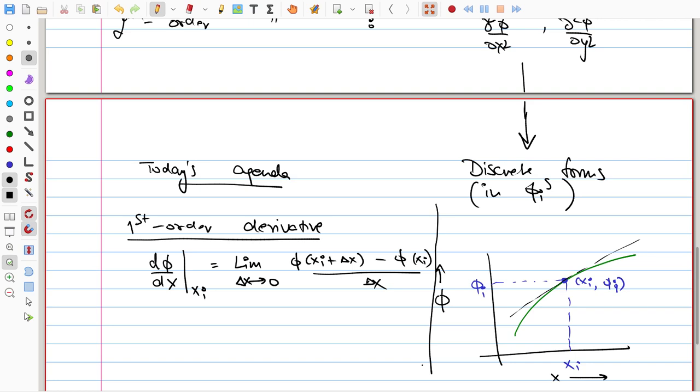So, what does this limit mean? I will exaggerate the picture here for understanding. So, we have a point, let us say this point is xi plus delta x. So, basically this interval was delta x, and the corresponding phi value that you get will be phi at xi plus delta x, or we can write that as phi I plus let us call it I plus 1.